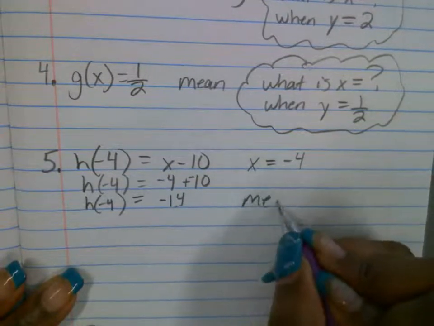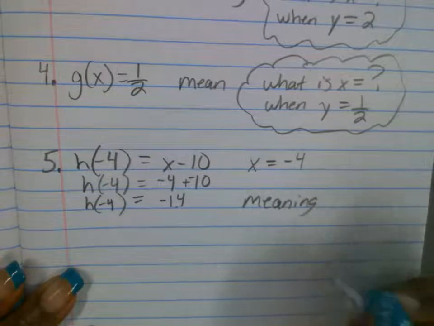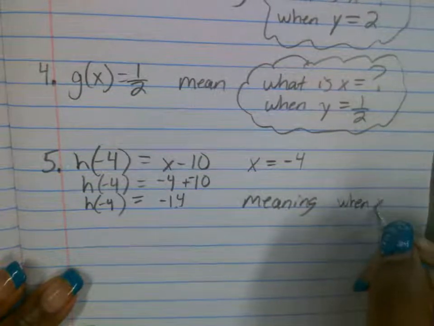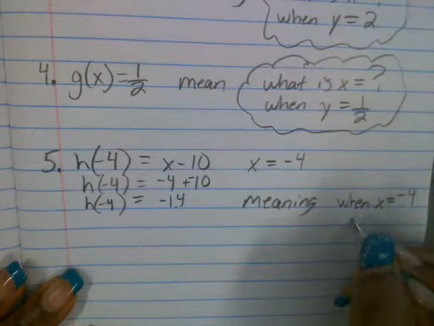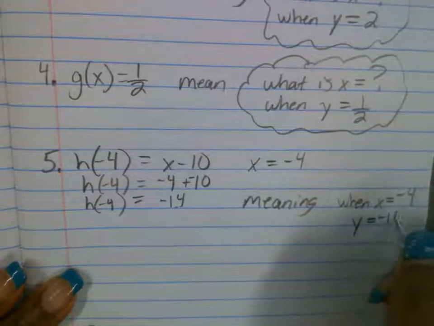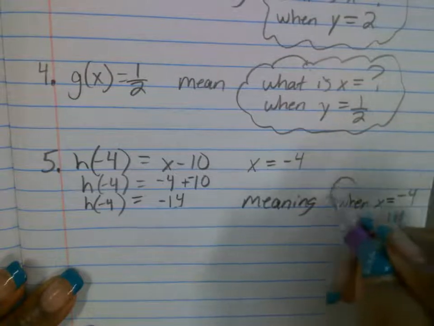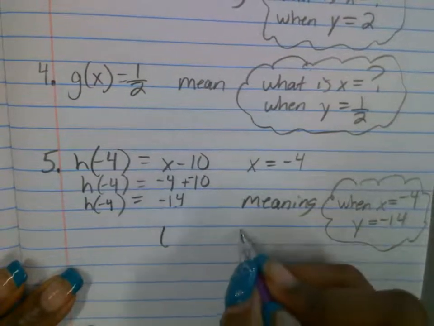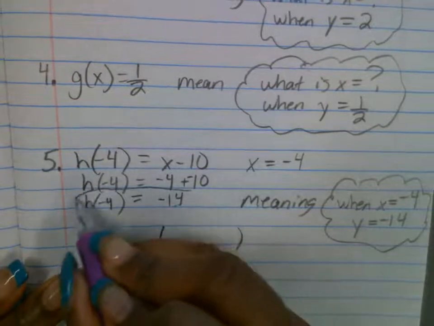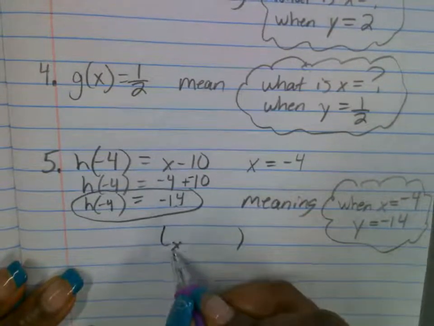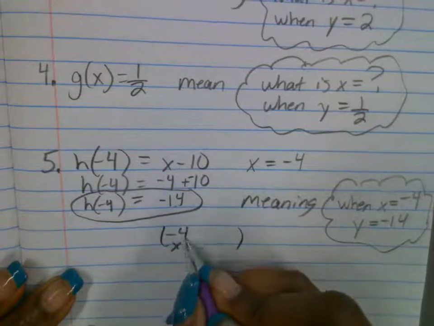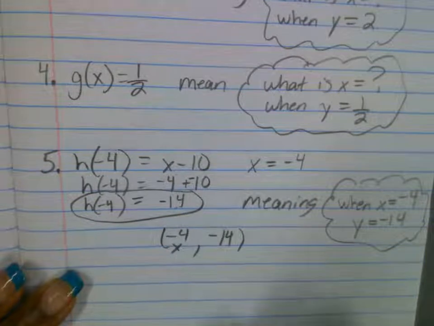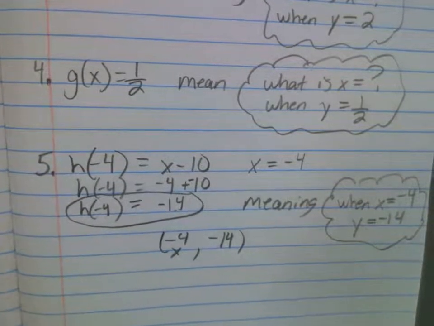What does this mean? This means, again, when x is equal to negative 4, y is equal to negative 14. Okay, that is the meaning, right? The ordered pair, you could write this as, this is the answer right here. You can write this as your x value is negative 4, comma, your y value is negative 14. Okay, so there are multiple ways you can write this answer.